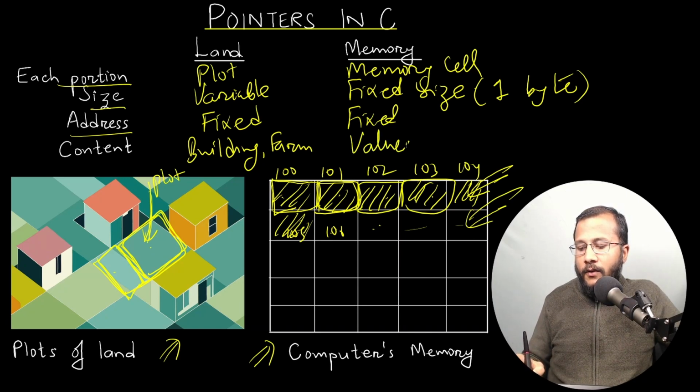You can store the value of a variable. You can even store the address of some other variable. You can actually store something here that is called a value. So the content of each memory cell is a value. I hope this is clear.